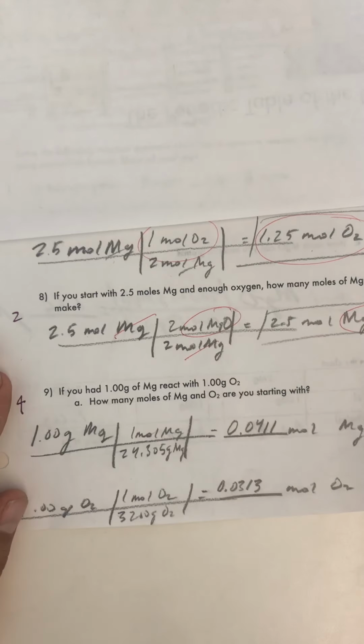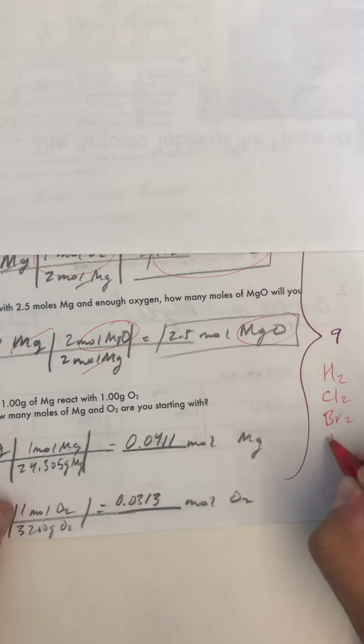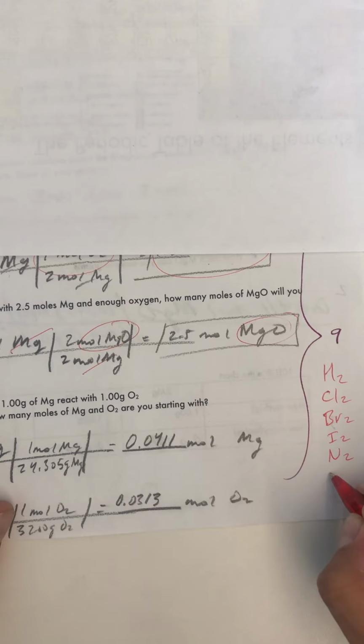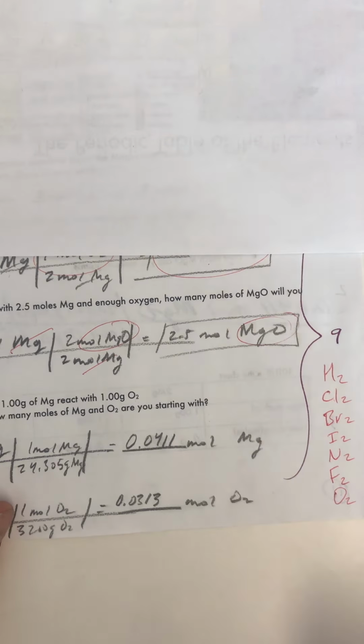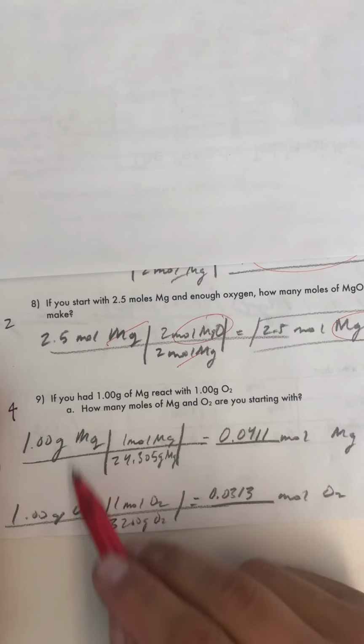The same is true for the elements H2 hydrogen, chlorine, bromine, iodine, N2, oh, I already did fluorine, F2. It's Brinkelhoff, BrINClHOF. So there you go. FYI, fun fact. So you have a gram of each.